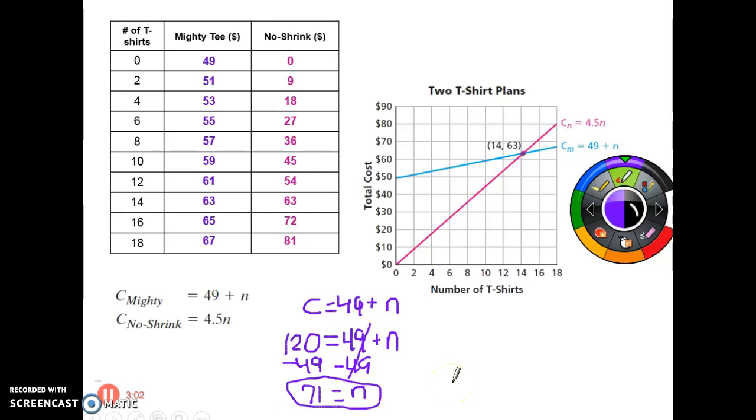If you continue on your worksheet and look at question 4A, we pretty much already answered that question, but for what number of t-shirts do the two companies cost the same? That's going to be for 14 t-shirts. You can see that point in the table right there, or that coordinate point right here where it says (14, 63). That 14 is your x value, or your number of t-shirts. This information can be used because we know that we should be using No Shrink up to 14 t-shirts, and after 14 t-shirts, we should be using Mighty T so that we get the best deal.